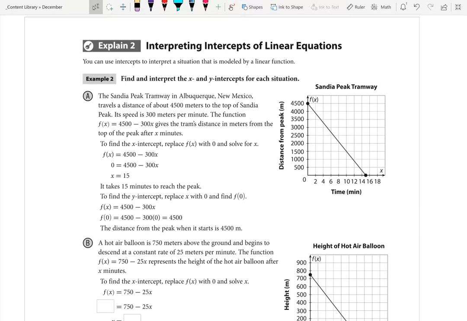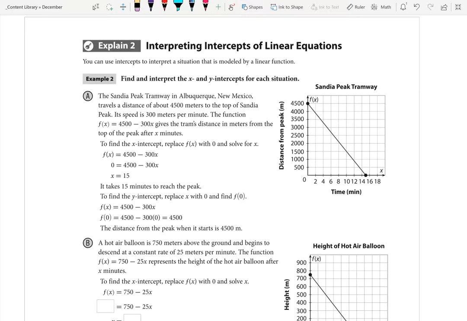So they plotted their intercepts. They already kind of knew that at the beginning it's 4,500 meters from the peak, so they already have that y-intercept plotted. They went ahead and plugged in 0 for the y part of the equation, which is the f of x being the same as y. So they put 0 over there, and they solved for x, and they got x was 15. So that's how they know the x-intercept is 15.